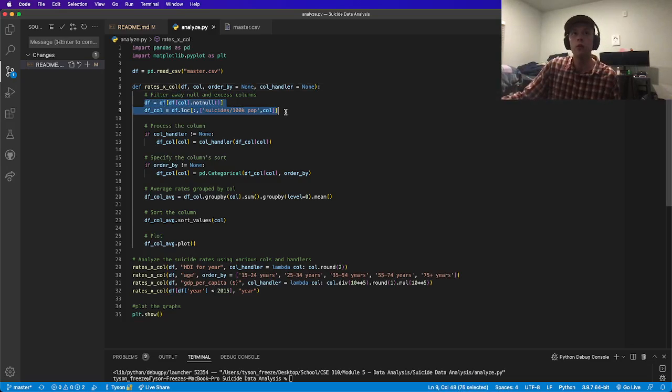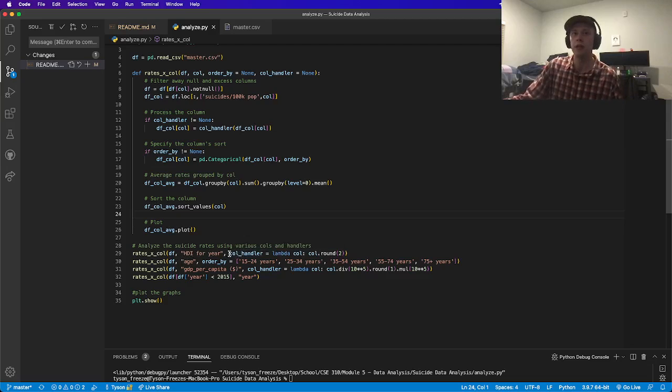To start with, we filter away anything that's null and the excess columns. We keep suicide rates because that's what we're analyzing and whatever column we've picked. If we have a column handler, we'll process it. If we have an order by, we'll specify it. And then we average the rates grouped by the column. So we group by the column, sum it up, group by at the same level, and then average those things together. We sort them based on the order by, and then we plot it, which will log it in the queue to be plotted here.